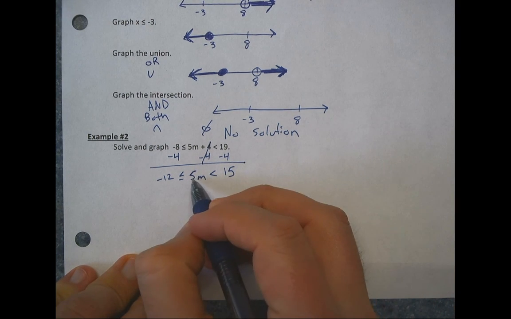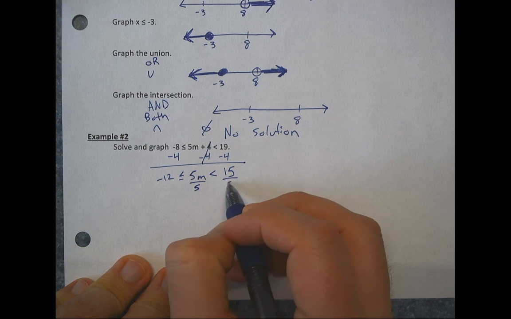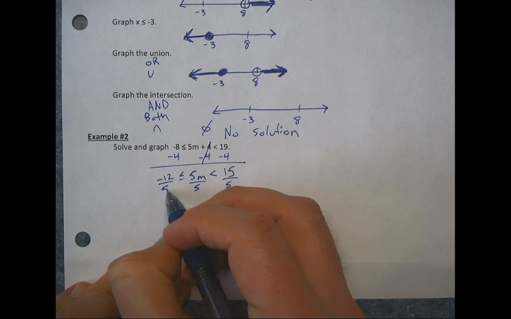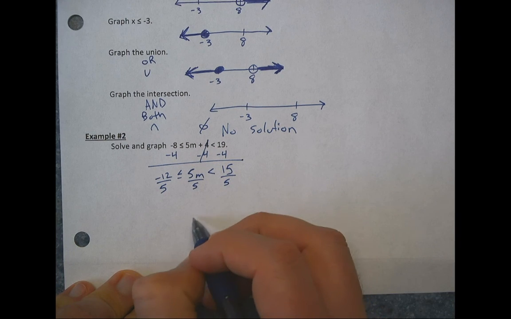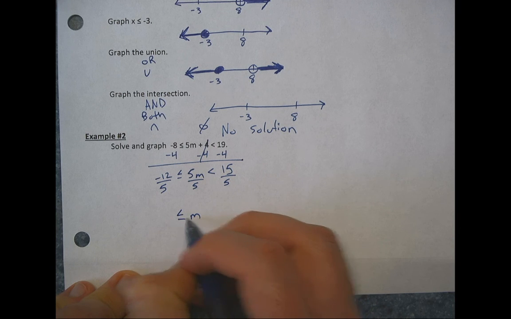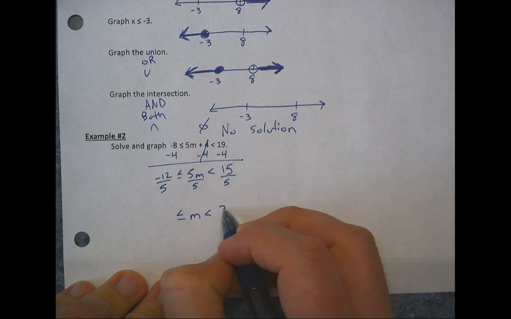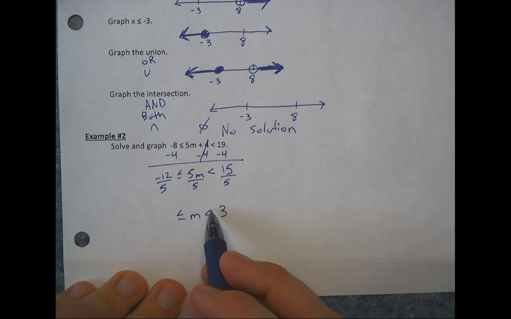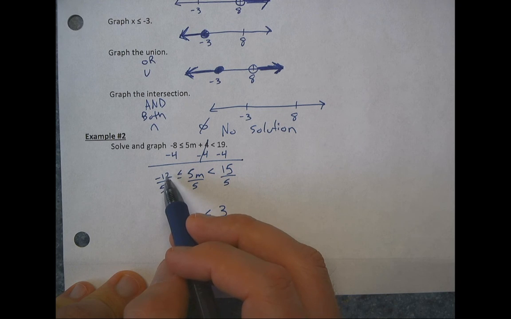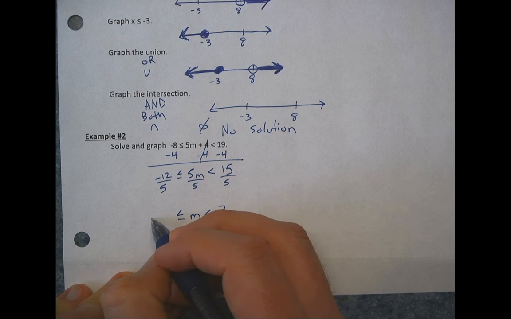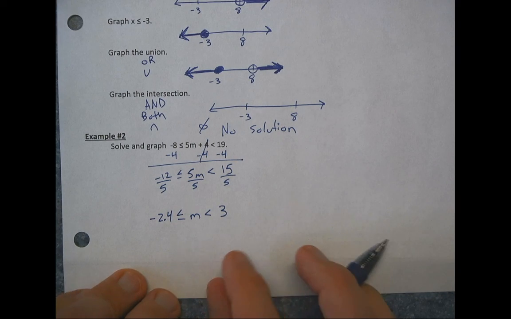Almost done. So now I want to divide by 5 to get m alone. I'm allowed to do that as long as I do it once in each spot. So now m is by itself. Again, I did not multiply by a negative, so nothing moves. 15 divided by 5 is 3. So m needs to be less than 3, and m needs to be greater than or equal to... now, if you divide this, it's a nice decimal, -2.4.